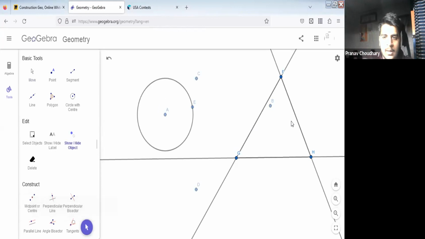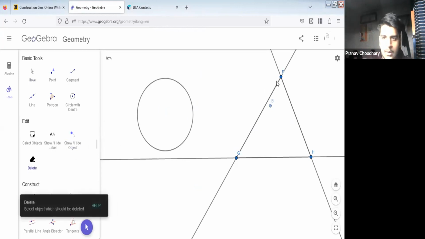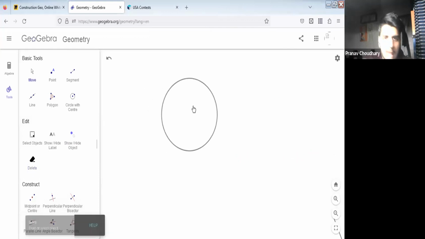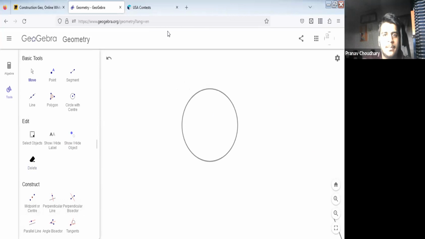For marking the center of the circle, you don't need these things for now, so let's just forget about them. You just have a circle and a straight edge. How do you mark the center of the circle?